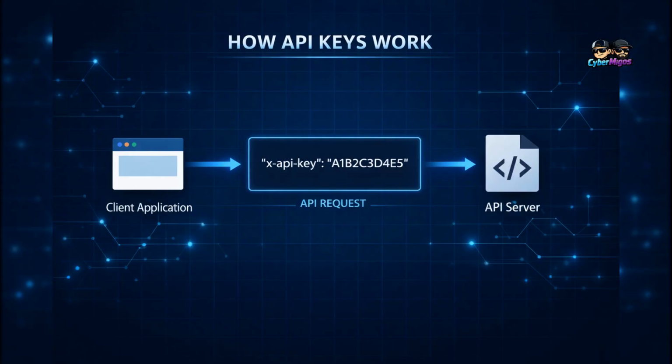An application first sends a request to an API. Inside the request header, it includes a value called an API key. The server reads the key and verifies that it belongs to a trusted application. If the key is recognized, the server allows the request to continue.